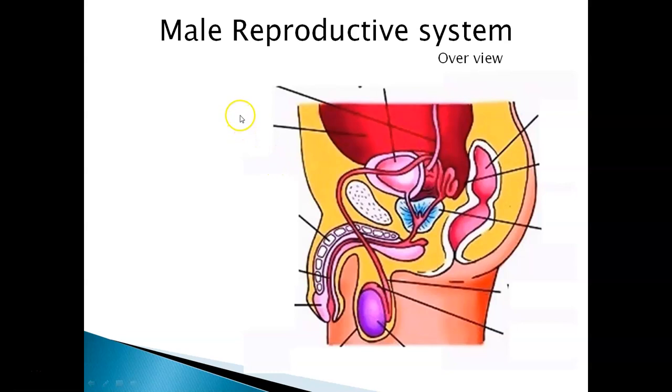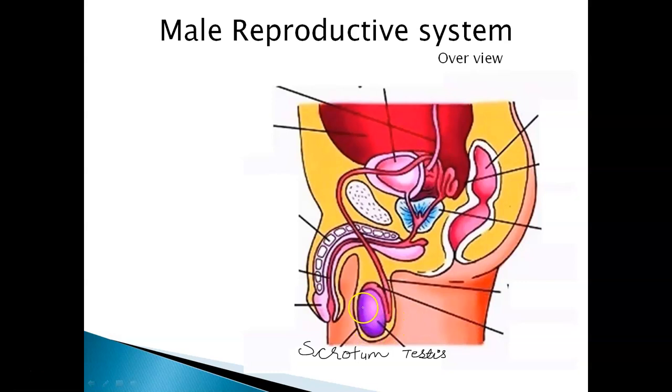So this is just a simple diagram. Now we will start with the labeling of this simple male reproductive system in humans. So one by one we'll start, right? The first structure which we see is the testis. Now the testis is located inside a pouch which is known as the scrotum.